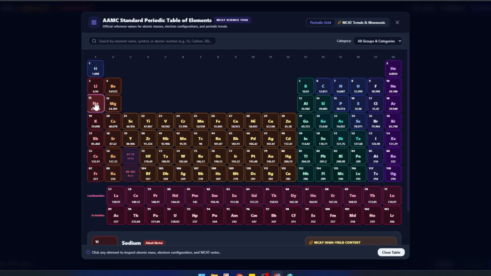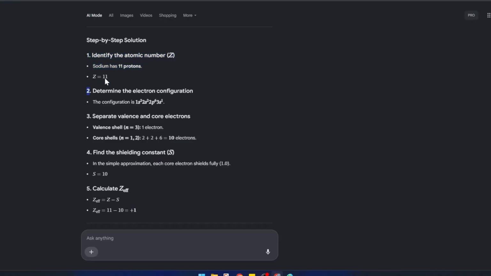Sodium's right here. And you look at the atomic number, it's 7. It's 11, sorry. It's 11, right? Z equals 11. So then what you do is now we need to find S. So we know Z, now we need to find S.